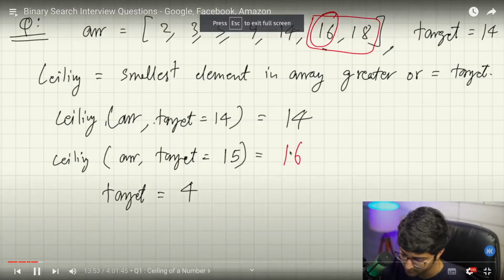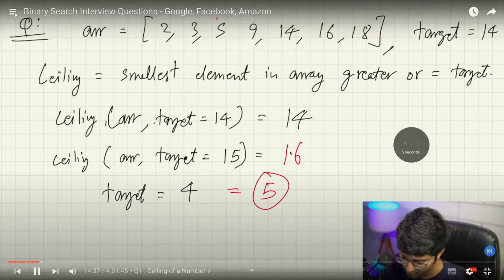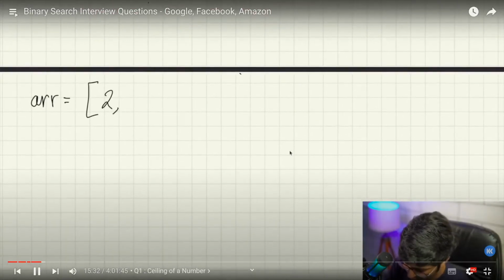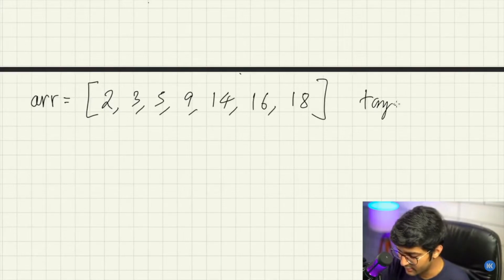Let's say the target is equal to 4. First thing you need to notice is, is there a 4? What are all the numbers in simple terms? If I want to say it in simple terms, then target is equal to 4. Okay, the array is 2, 3, 5, 9, 14, 16, 18, and the target is given to you.